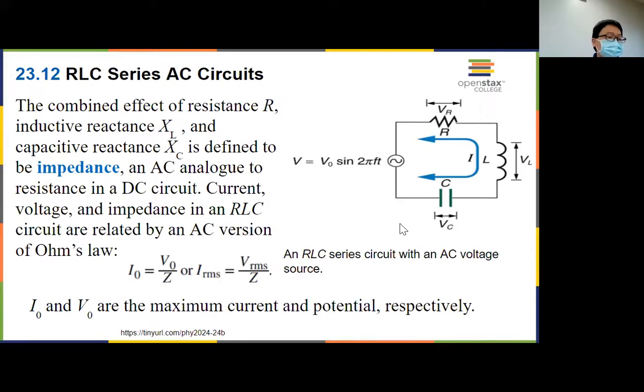We also take a look at a combination of all three elements in an AC circuit. We call the collective reaction to the AC voltage the impedance, Z. So I is equal to V divided by Z. The maximum peak value I0 is equal to the peak value of V divided by Z. The root mean square current is equal to V root mean square divided by Z, the impedance.